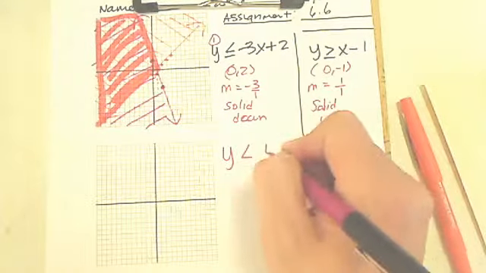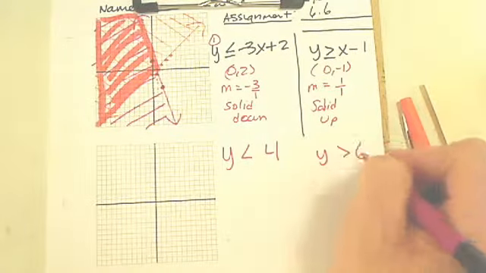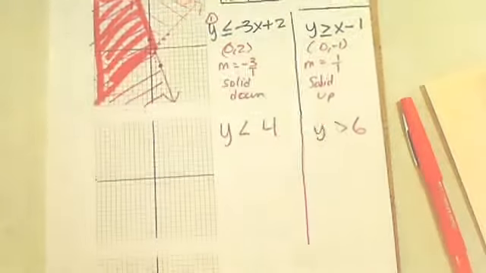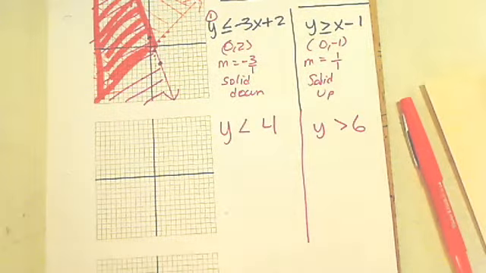Y is less than 4. Y is greater than 6. Is there ever fractions? No. If it's a fraction, there'll be fraction slope. Okay? This is the hardest one to graph. Y is less than 4. Y is greater than 6. Now, in your head, you can probably see what this is going to look like. Yes. Some of you guys can already see it. Some of you guys are getting there.